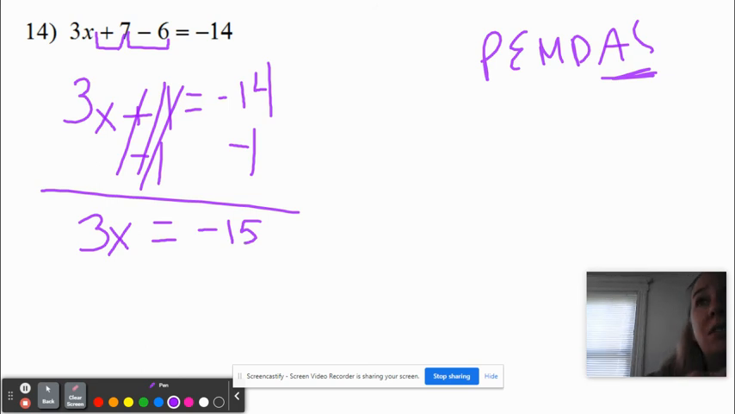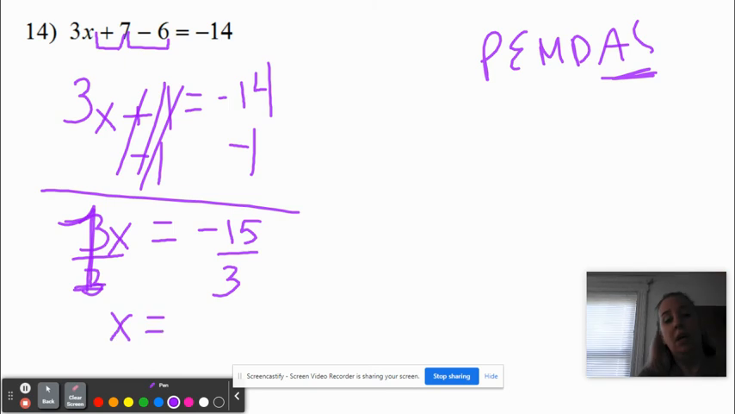Okay, so 3 times x. We undo that by dividing both sides by 3. That way this is really a 1 over here. So 1x or just x. Negative divided by a positive is a negative. 15 divided by 3 is 5. So your final answer is just negative 5.